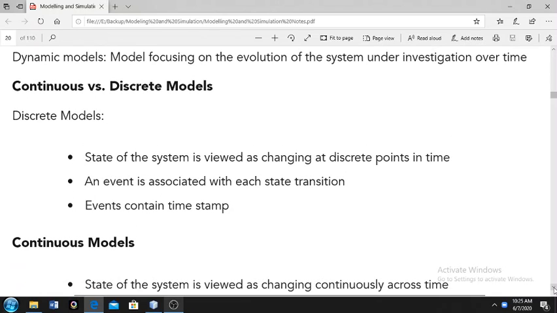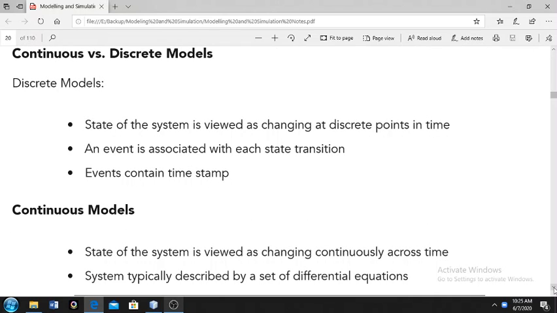Now, continuous versus discrete. What are discrete models? The state of the system is viewed as changing at discrete points in time. An event is associated with each state transition. Events contain a timestamp. Now, what is discrete?